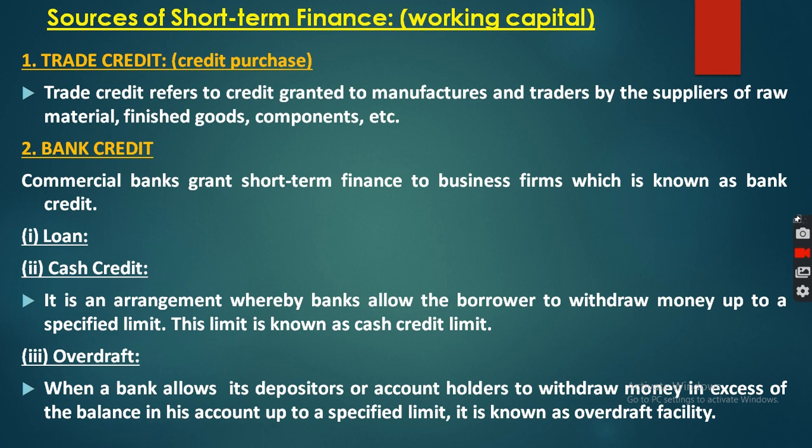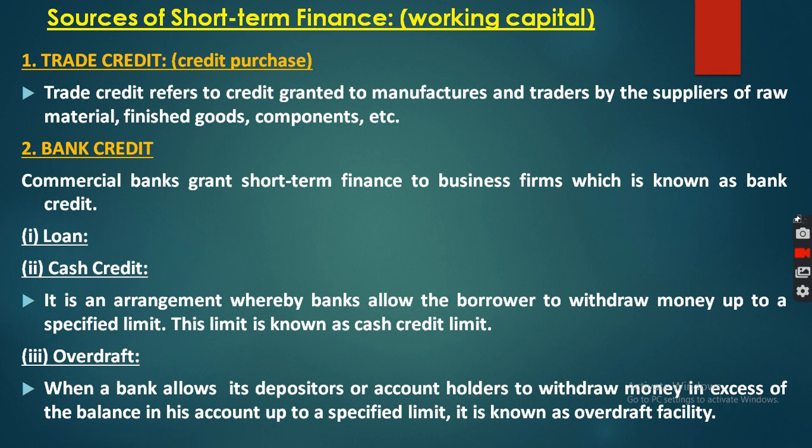Then second one is bank credit. Bank credit means you have to take a loan, borrowed amount. Whenever you have a need of finance, requirement of money, at that time you have to take borrowed money or loan from the bank. Clear? So first one, loan. When a certain amount is advanced by the bank, which is repayable after a specified period, that is known as bank loan.